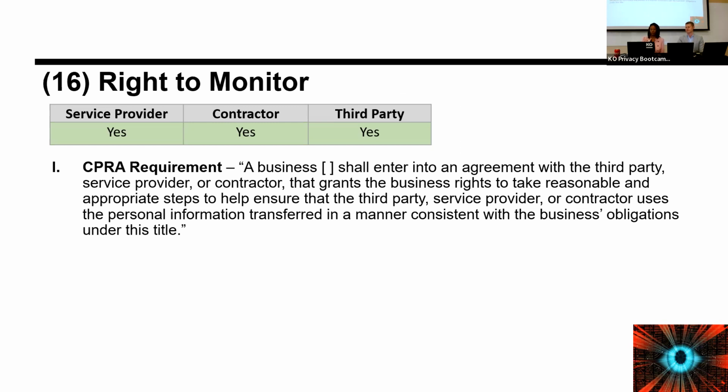And I'll read from the statute to understand that language. The business is granted the right to take reasonable and appropriate steps to help ensure that the third party, service provider, or contractor uses the personal information transferred in a manner consistent with the business's obligations under the title. So this is giving the business, inside of a DPA, as a requirement of the statute, the right to monitor these vendors and these third parties to make sure that they're doing what they should be doing.